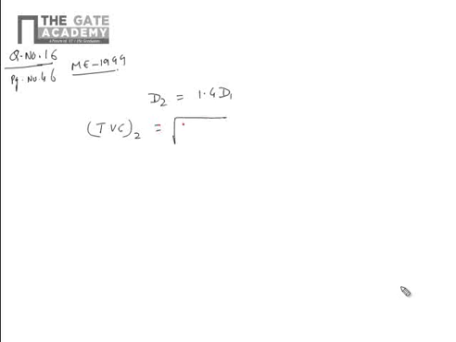TVC1 minus TVC1 divided by TVC1, that is (1.183 minus 1) by 1 into 100, equal to 18.3% increase.